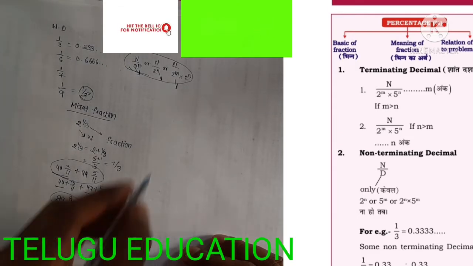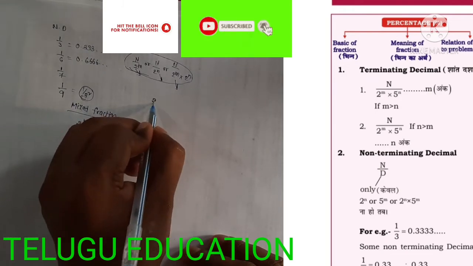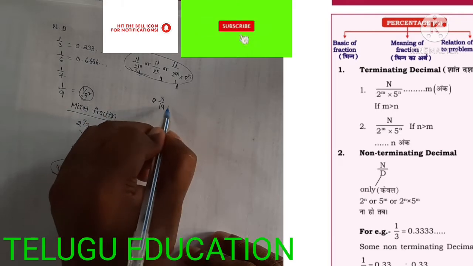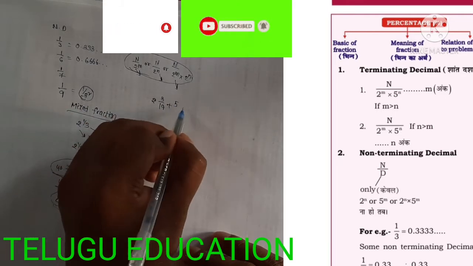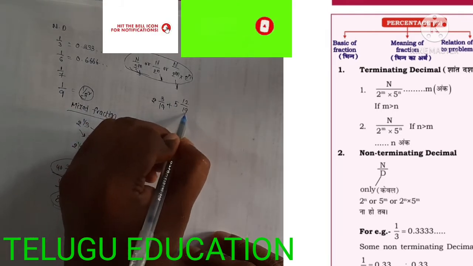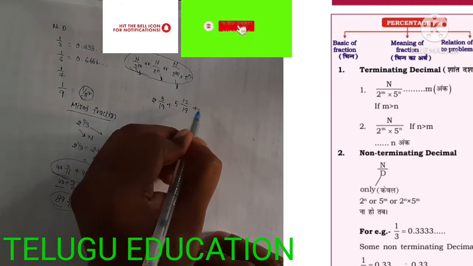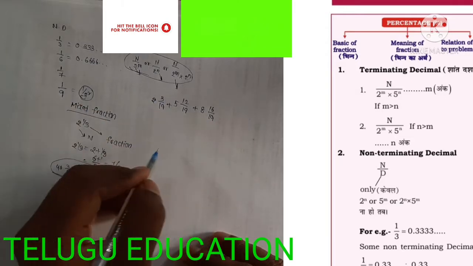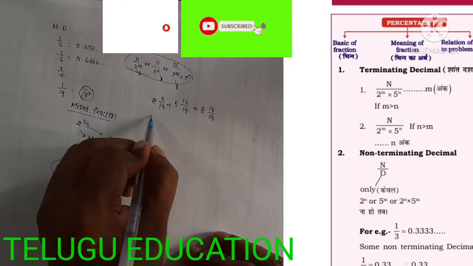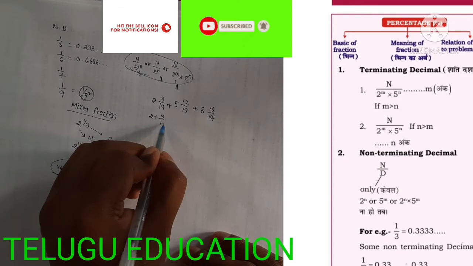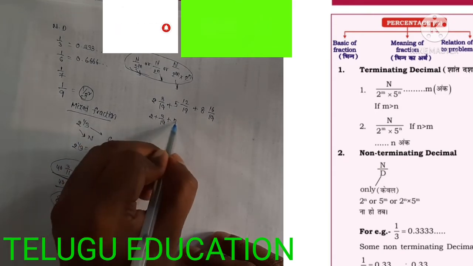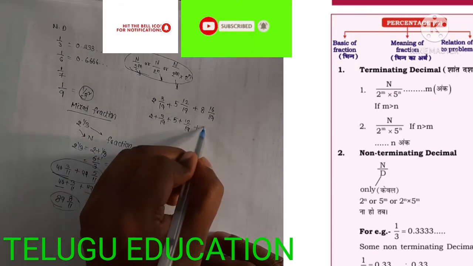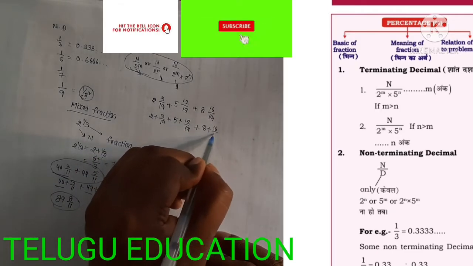Next, we have to add 2 3/19 plus 5 12/19 plus 8 16/19. So this can be written as 2 plus 3/19, this can be written as 5 plus 12/19, and this can be written as 8 plus 16/19.